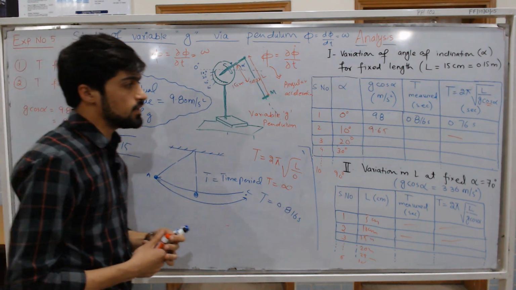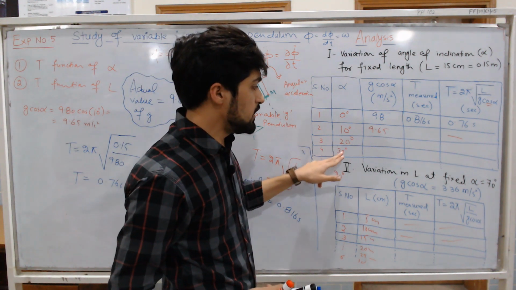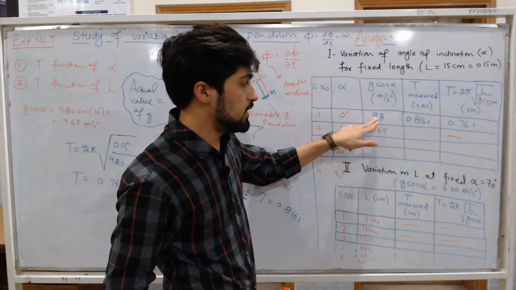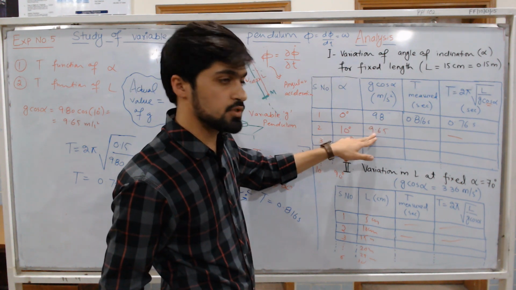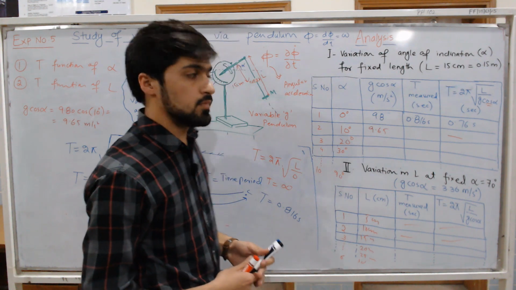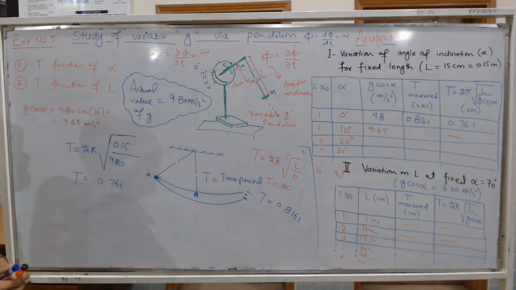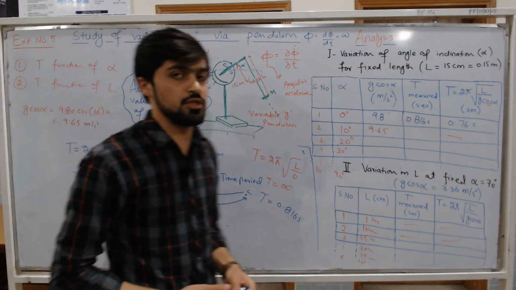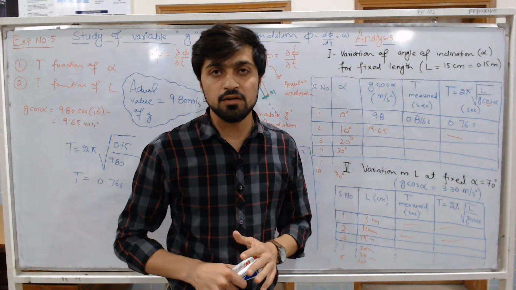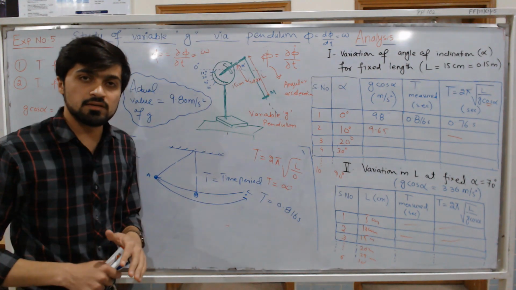And we clearly see that as the angle of inclination changes, it decreases from 9.8 meter per second square to 9.65 meter per second square. So this is actually the purpose of this experiment, to study the variation in the value of g, or to find the g effective component when the pendulum is inclined at a certain angle alpha.